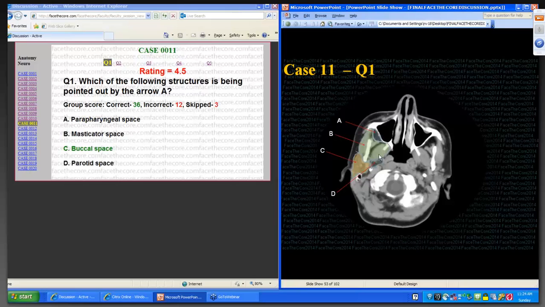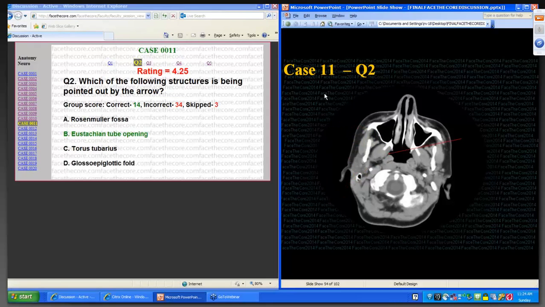So here's a masticator space labeled B. Here's a parotid space, and then D is pointing to portions of the parapharyngeal space, and the buccal space lies just anteriorly to the masticator space. The buccal space, by the way, is also termed the retromaxillary fat pad.